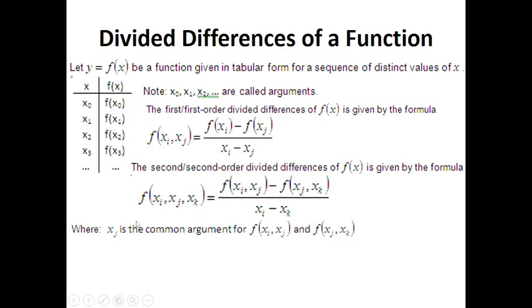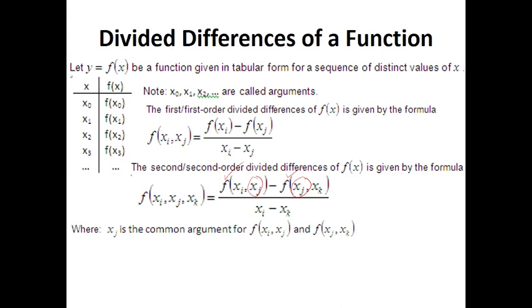So where x sub j is the common argument. We have here x sub j. This is the common argument for the two functional values f of x sub i, x sub j, and f of x sub j, x sub k. So for the two first order divided differences of f, x sub i, x sub j, and x sub j, x sub k, the common argument is x sub j.